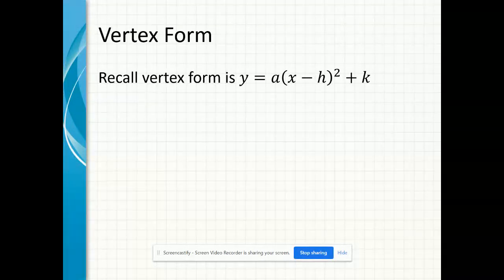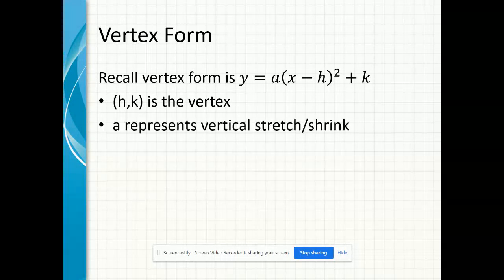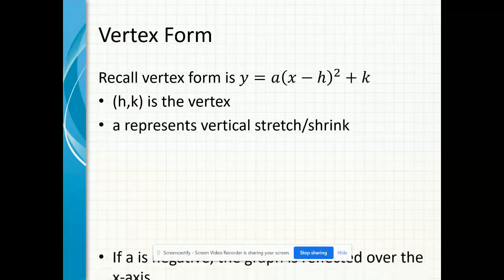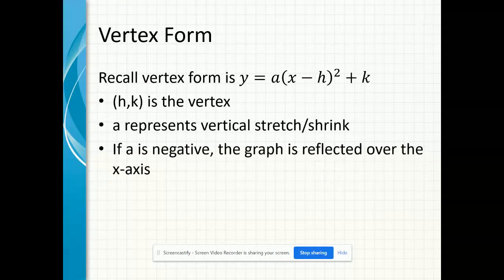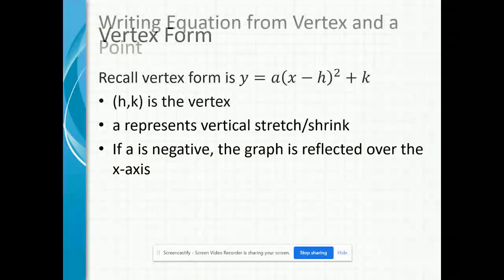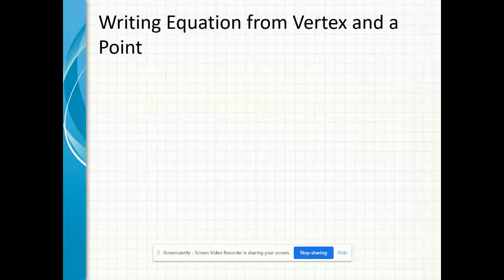y equals a(x minus h) squared plus k. The vertex is (h, k). A is a vertical shrink or stretch. If a is negative, you have a reflection over the x-axis. And again, I probably should have paused that, but you guys can pause the video as we go along. I forget you have that option.